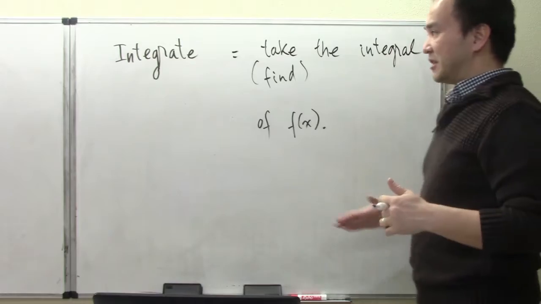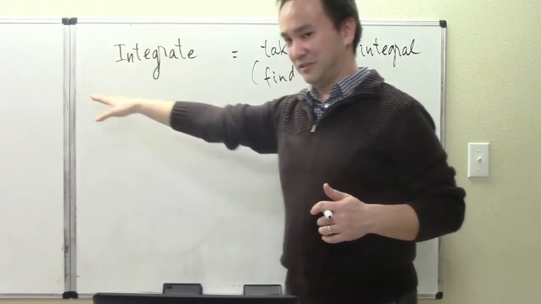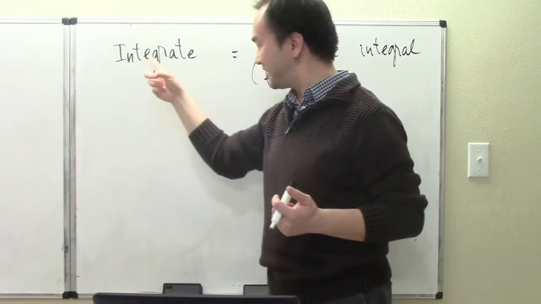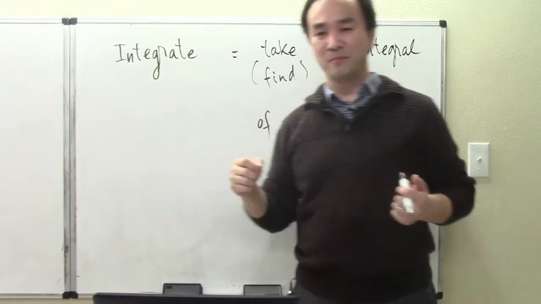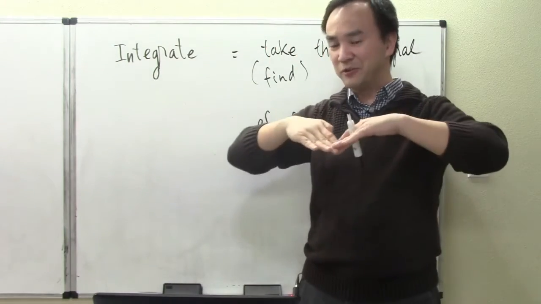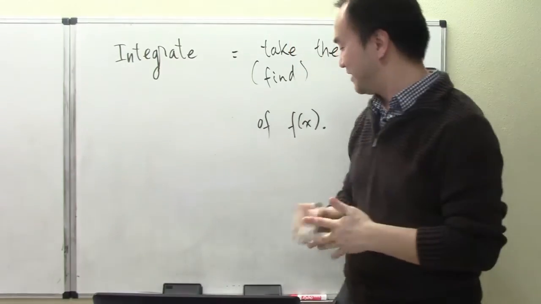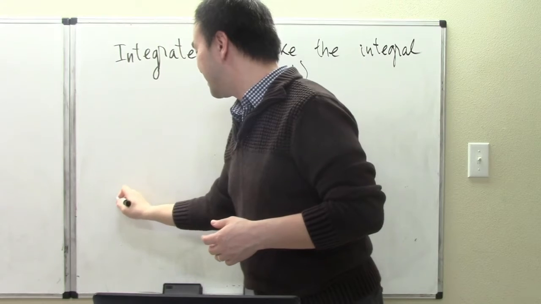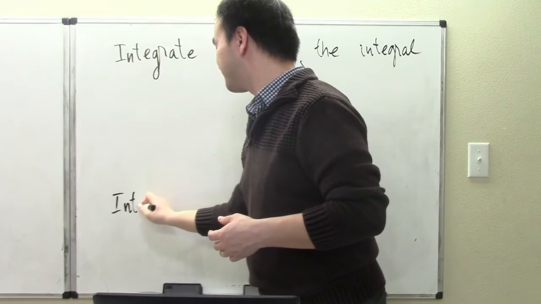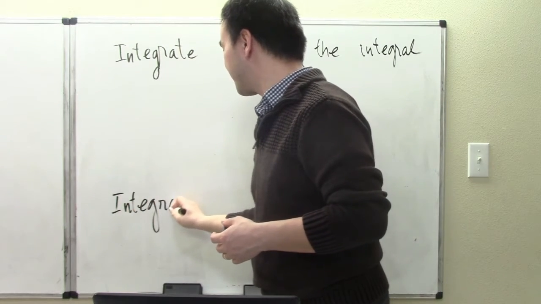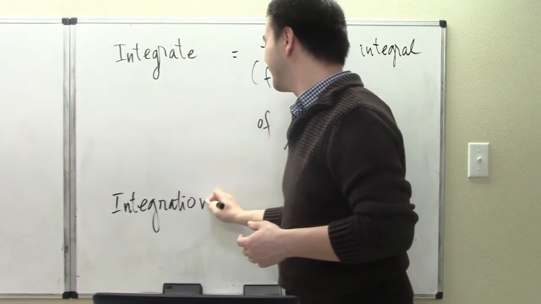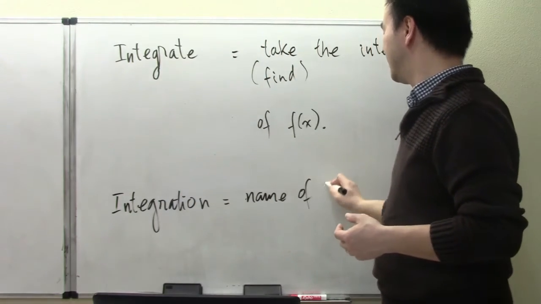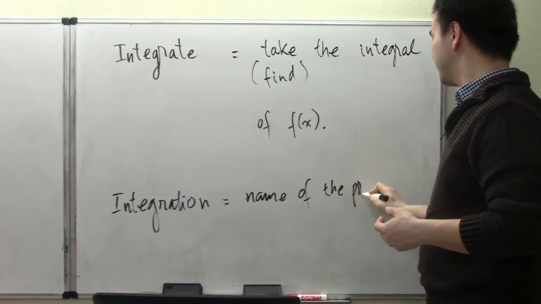And then of course the noun form of this. The verb, the action here, is to integrate. But sometimes we can refer to the whole process of taking the antiderivative as the integration process. So integration is just the name of the process.